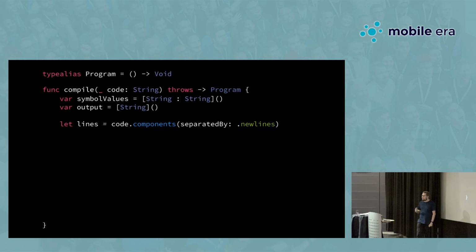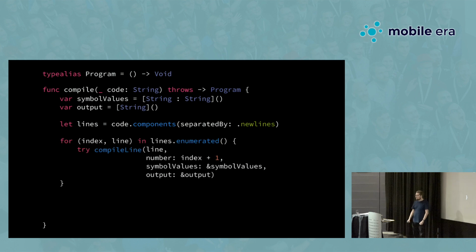To actually start parsing our code, and this is where the learning starts kicking in, we realize the first thing we need to do to write a compiler is actually parsing, or lexing as it's called. The way to do this in this language is simply to split the string by new lines, because every instruction in our language is on a new line, and then start iterating through it. To do that, we're going to use Swift's enumerated API to get access to both the actual line and the actual index of that line. Then we call another function, compileLine, where we give the line that we want to compile, we increment the index by 1 to get the line number, and we also pass the symbol values and the output collections into this function.